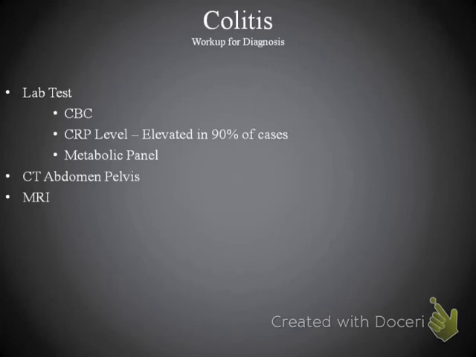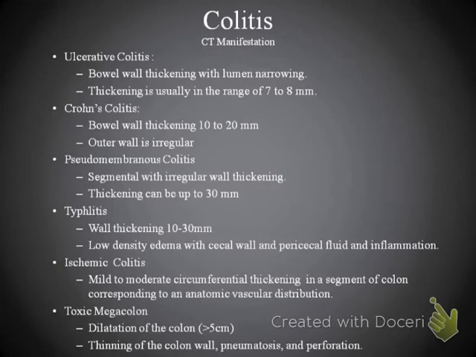However, in patients who may need a very rapid, immediate diagnosis in case there's something else going on, CT offers a better and more advantageous option. So as we see, colitis has different manifestations. If we first begin with ulcerative colitis, we see bowel wall thickening with lumen narrowing, almost looking the same way that we saw with Crohn's disease. Thickening is usually in the range of 7 to 8 millimeters, so not quite as much as what Crohn's disease has.